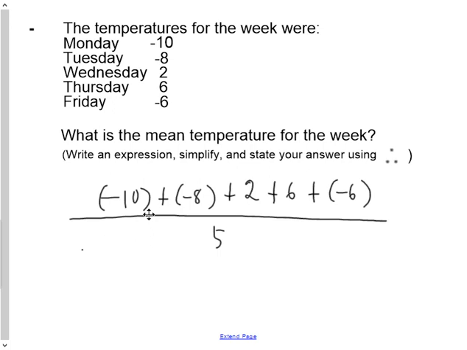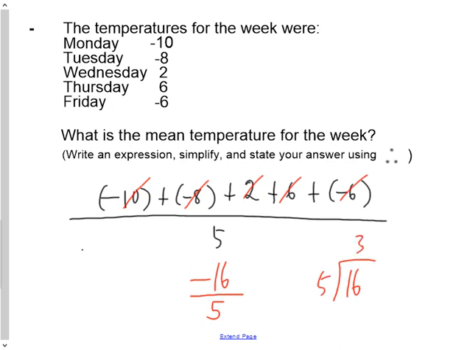And then what I would want you to do is add them together. So if I go -8 plus 2 plus 6, -8 and +8, those three red lines are going to make what number when added together? 0. So therefore, all I have left is -10 and -6, which would mean when I simplify that, the sum of the temperatures was -16, and I will divide it by the number of days of the week, which are 5.